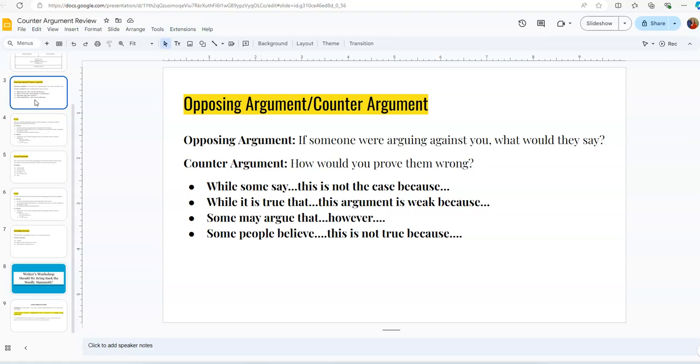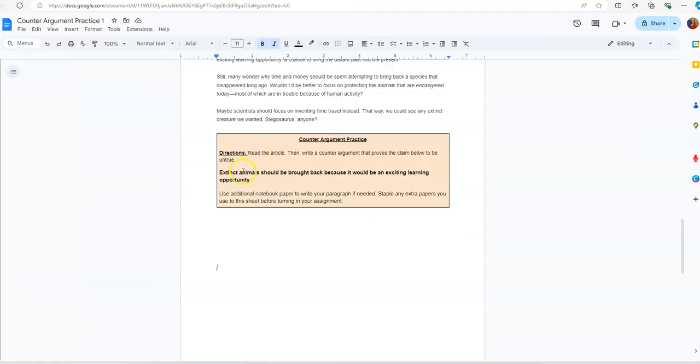Your paragraph may begin with something like, while some may say extinct animals should be brought back because it would be an exciting learning opportunity, this is not the case because, and that's where you're going to give me your counter argument. Tell me why this is not a good idea. You're going to follow that up with an E1, so a piece of evidence from the text that proves that this is not a good idea, which you are going to explain in at least 2 sentences in your E2. Then you're going to give me a transition word and another E1, so another piece of evidence from the text that proves that this is not true, which you will follow with an E2. And then you're going to wrap up your paragraph with a concluding sentence.